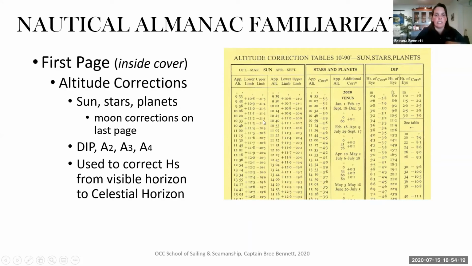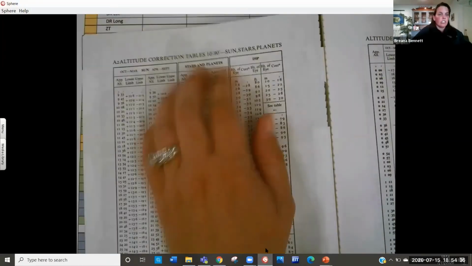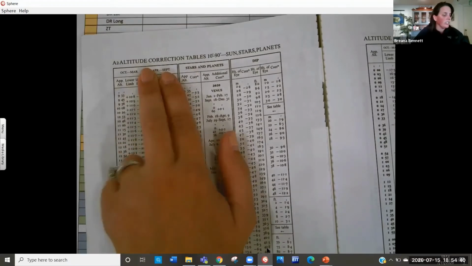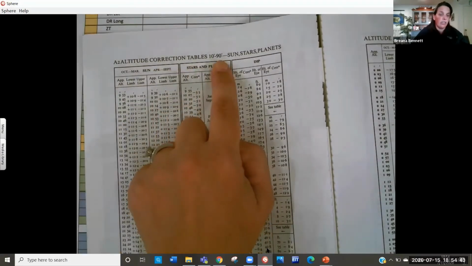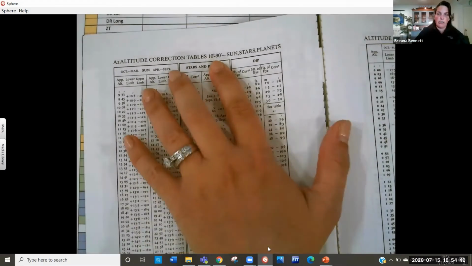But this is just getting to know where things are on the almanac. So we have A2, which is our altitude corrections for 10 to 90 degrees. So those are our high observations of the sun or the stars.